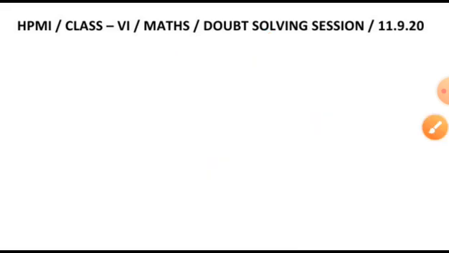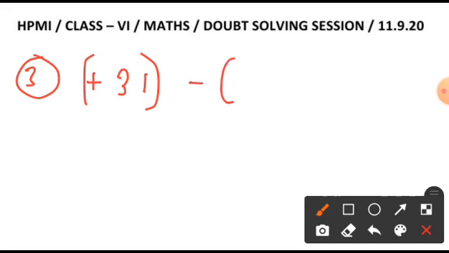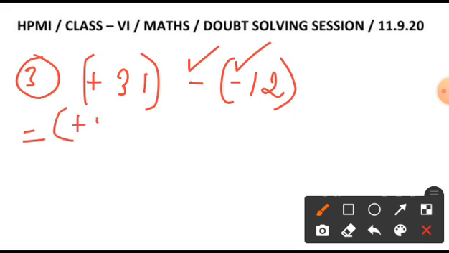Let's do another sum of this type. We will add plus 31 minus of minus 12. Now this is a bit different. Here you can see that plus 31 minus of minus 12. See children, here outside the bracket also minus, inside the bracket also minus. As I have told, you are going to keep this first number as it is.